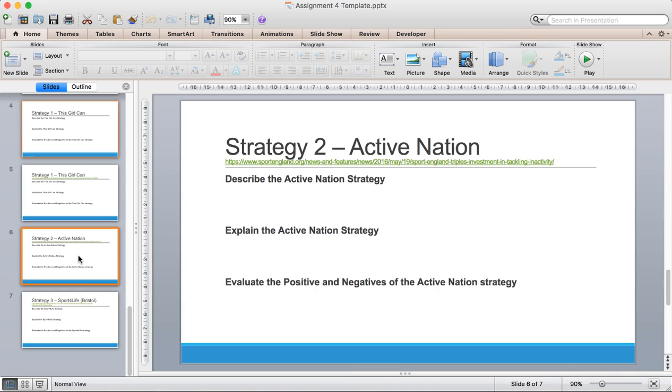Then you'll move on to what's called Active Nation. If you're not sure what it is, there's a link here, but it will also be taught in your lesson. This link will take you to Active Nation. It'll tell you everything about Active Nation. So you'll be able to describe Active Nation as a strategy, explain it, and say how it operates and how it works towards trying to increase participation. And again, you'll then look at the positives and negatives of the Active Nation strategy.